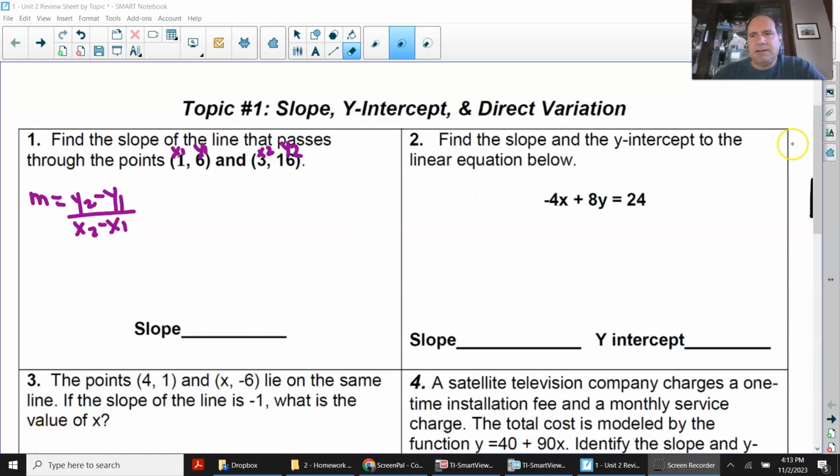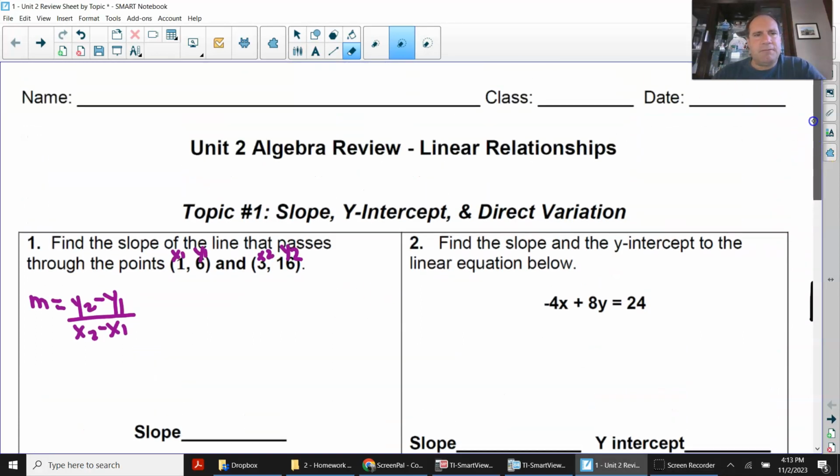Hello everyone, this is the review sheet for Unit 2, Algebra Review, Linear Relationships. We're going to jump right in at topic number 1, slope, y-intercept, and direct variation. So number 1 says find the slope of the line that passes through the points (1, 6) and (3, 16).